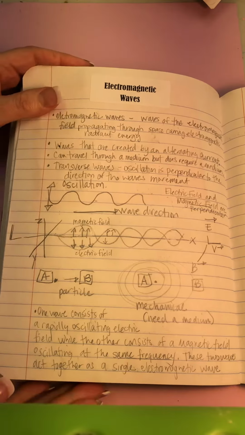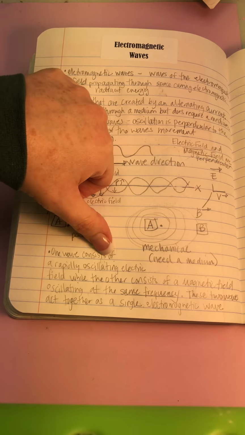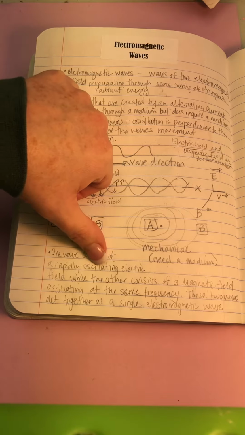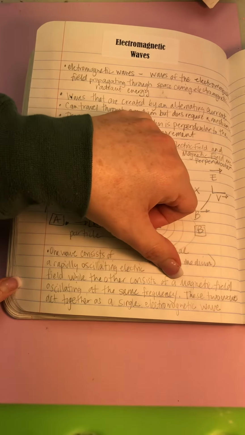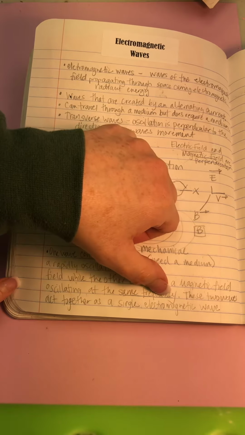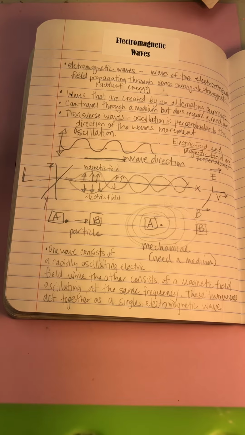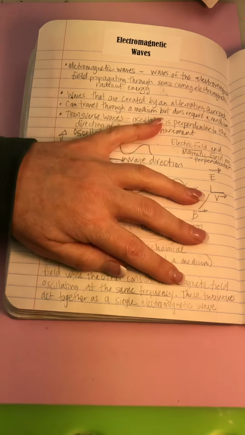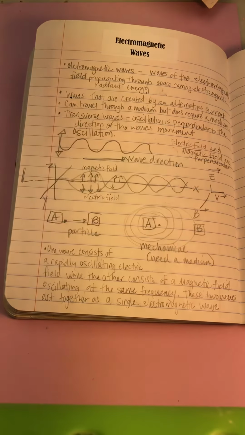And so they end up becoming one wave that consists of a rapidly oscillating electric field, while the other consists of a magnetic field oscillating at the same frequency. So they're the same frequency, they're traveling together in a perpendicular manner and going back and forth, back and forth. So these waves act together as a single electromagnetic wave.